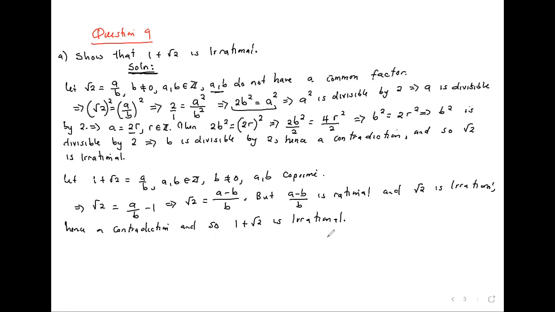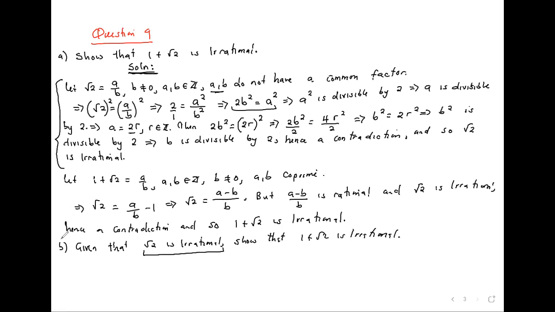So I've taken this way so that if the question reads as, given that root 2 is irrational, show that 1 plus root 2 is irrational, you guys know that. So you won't have to do this part because you have been taught that root 2 is irrational. The only thing you would do is this part here.